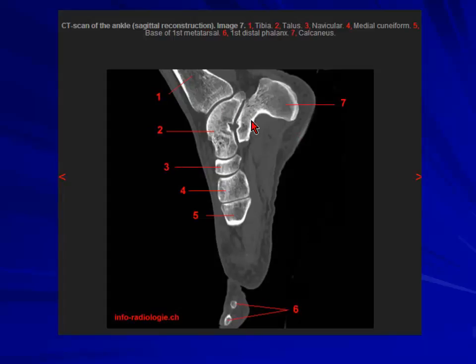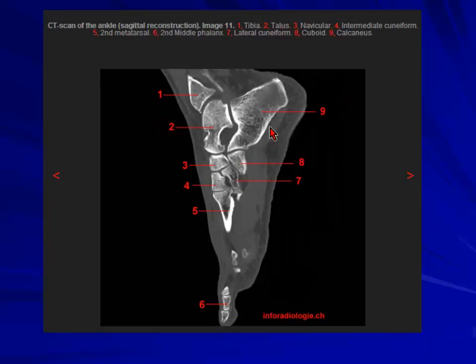So again, now looking at the talus articulating with the inferior surface, that's the subtalar canal, talus articulating with the navicular and medial cuneiform, and then the first metatarsal. But it's easy if you go along and follow the bones, you know what is articulating. So talus articulating with navicular, calcaneus articulating with the cuboid, and then you have got the lateral cuneiform and intermediate cuneiform coming in.